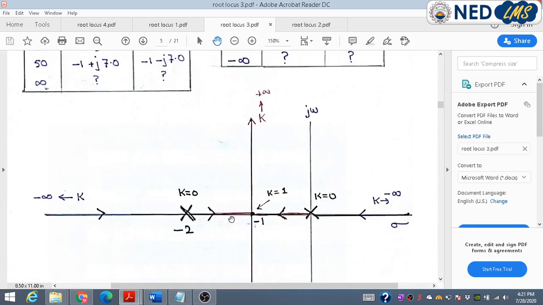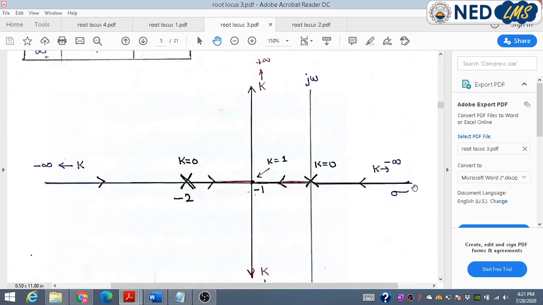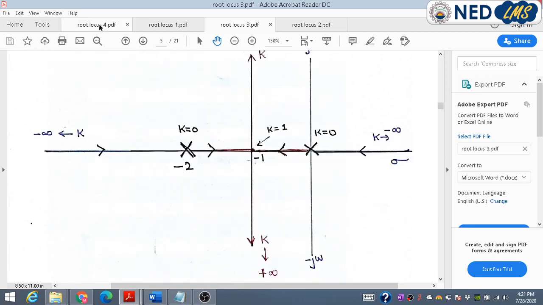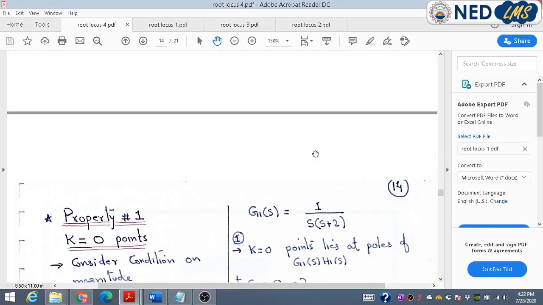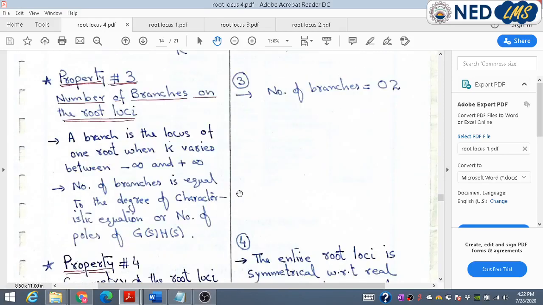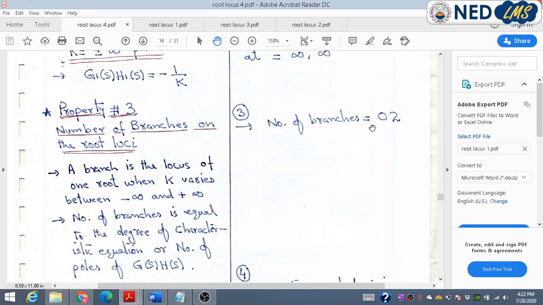Therefore, the system has 2 branches, and each branch starts from minus infinity, moves toward 0, and then finally goes to positive infinity. Similarly, the second branch starts from minus infinity, goes to 0, and then finally proceeds to plus infinity. The branch is basically, once again, the locus of one root when K varies between minus infinity and positive infinity. So in our given problem, we have 2 poles. The degree of the characteristic equation is 2. Therefore the number of branches is equal to 2.